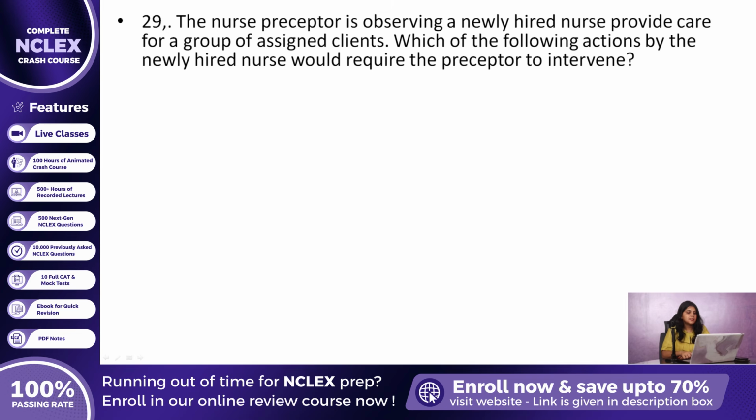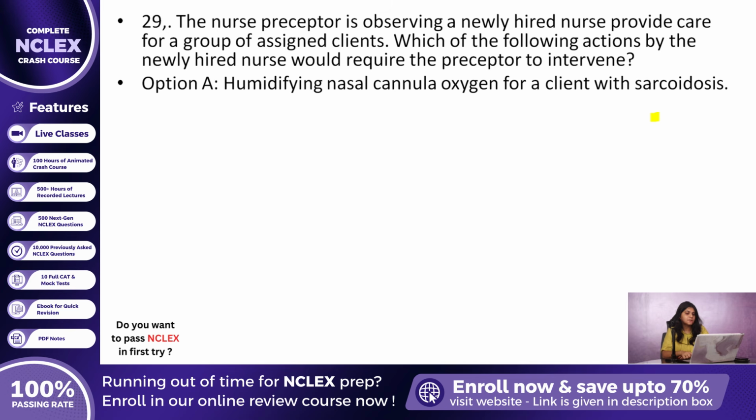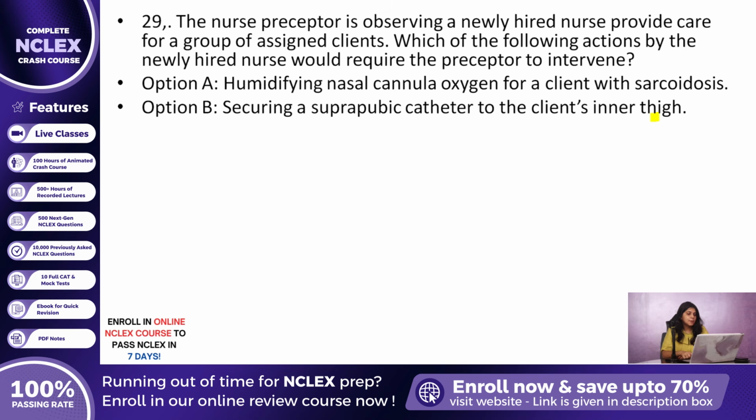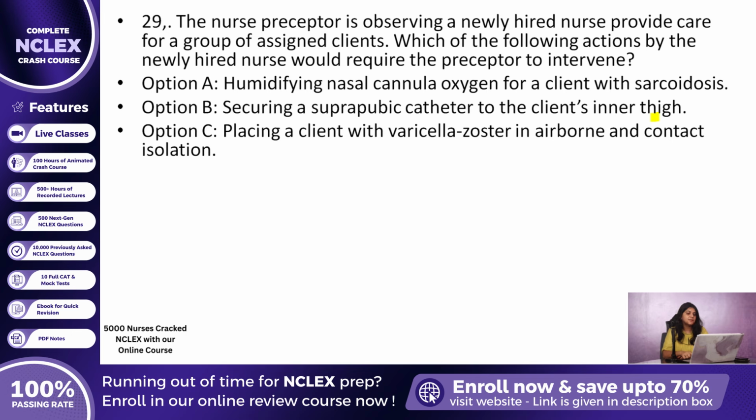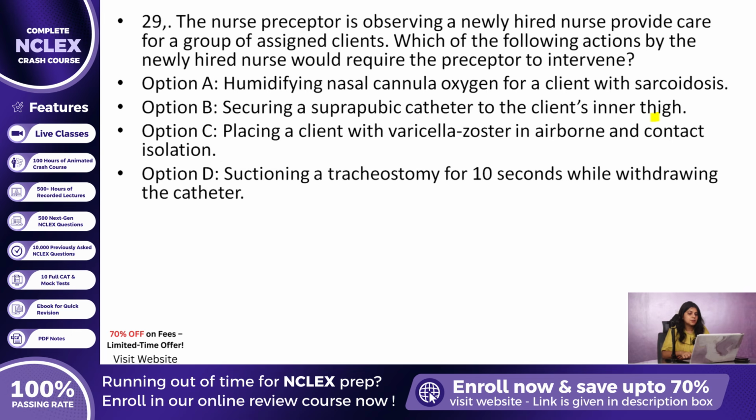The nurse preceptor is observing a newly hired nurse provide care for a group of assigned clients. Which of the following actions by the newly hired nurse would require the preceptor to intervene? Option A, humidifying nasal cannula oxygen for a client with sarcoidosis. Option B, securing a suprapubic catheter to the client's inner thigh. Option C, placing a client with varicella zoster in airborne and contact isolation. Option D, suctioning a tracheostomy for 10 seconds while withdrawing the catheter.